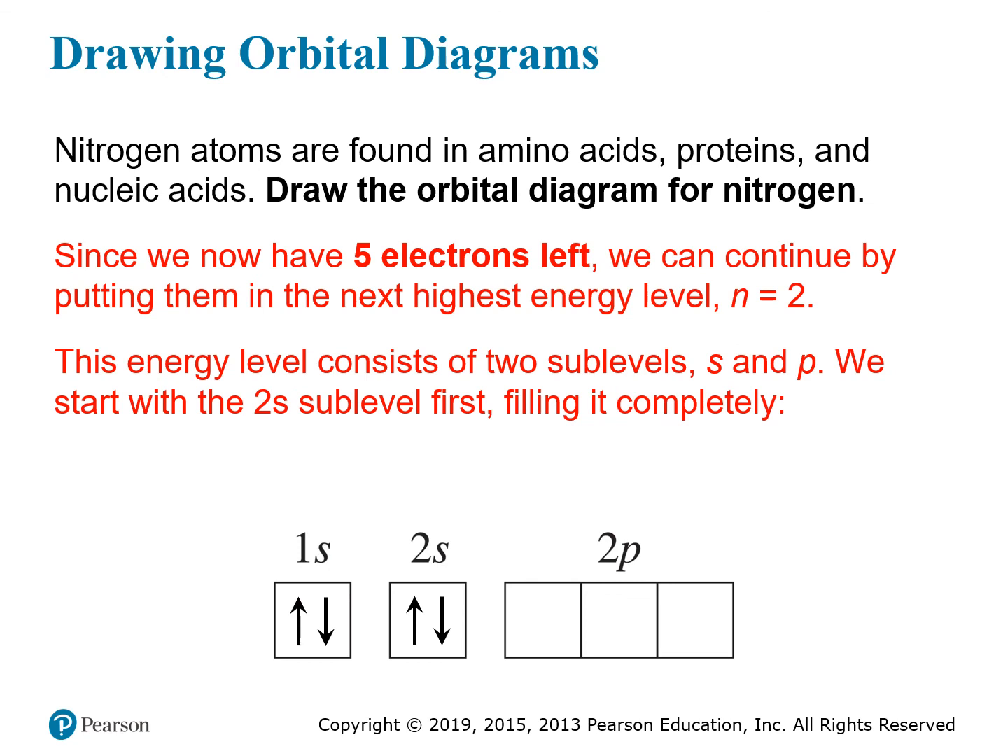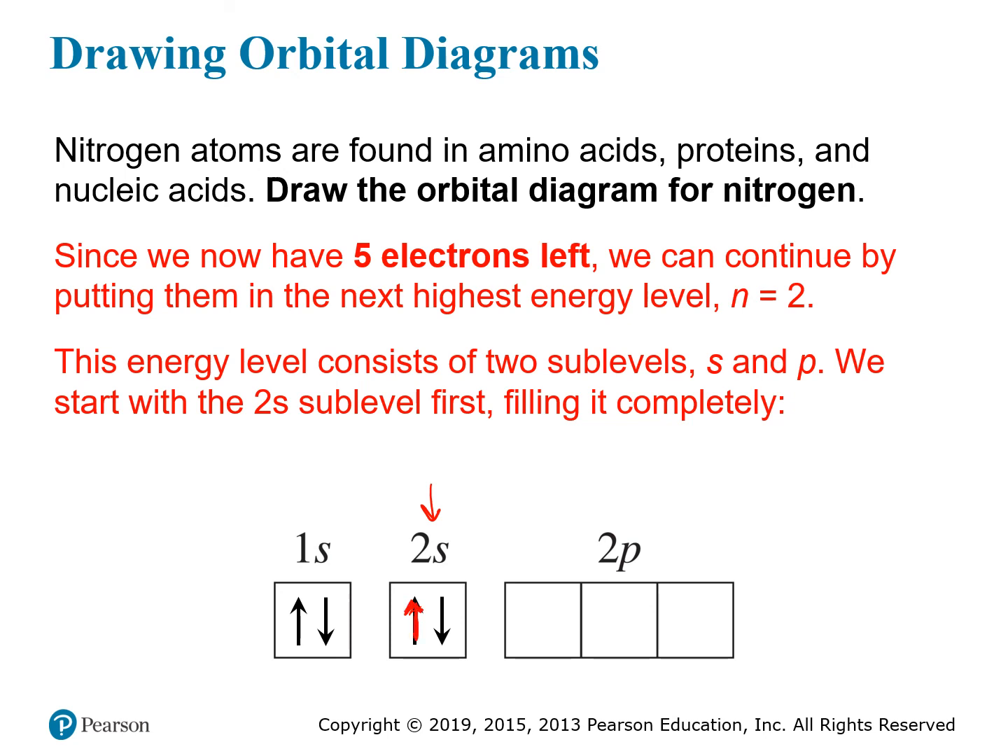But we still have 5 electrons left, right? Of the total of 7, we've placed 2, so now we have 5 left. The next electron is going to go into the next highest energy level. We completed n equals 1, so now we're going to go to n equals 2. And in the n equals 2 energy level, they're going to again go to the lowest sublevel. The sublevels always start at s. So the third electron is going to go into the 2s orbital.